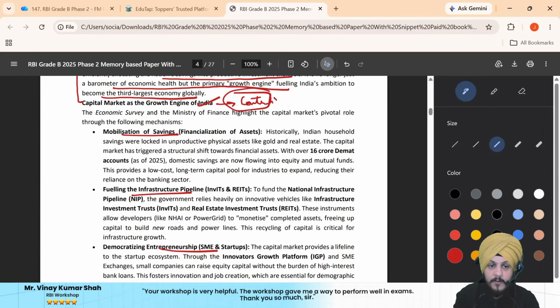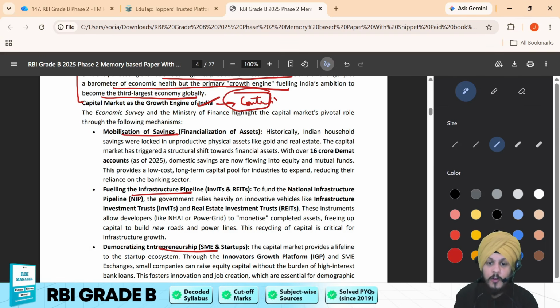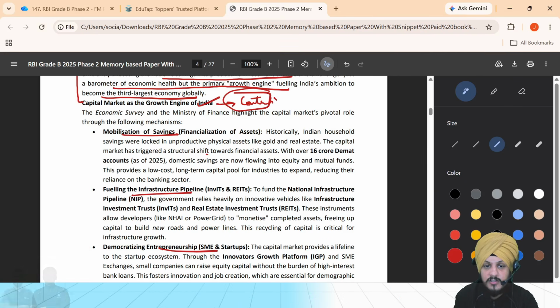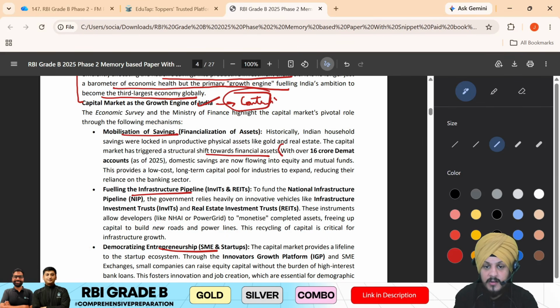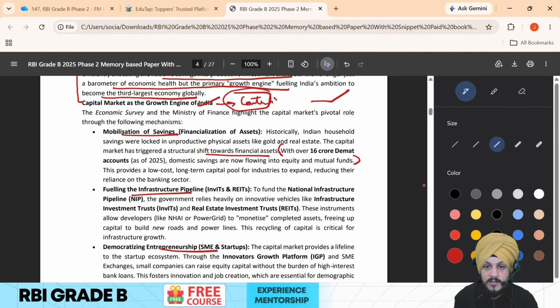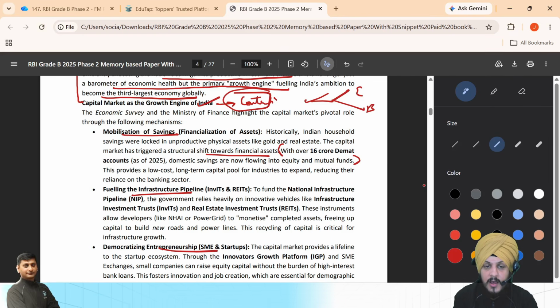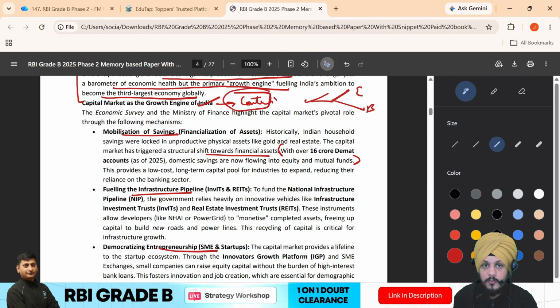So, for example, if I talk about mobilization of savings, you can say historically Indian households were locked in unproductive physical assets like gold and real estate, and with the help of the capital market, we know we are able to diversify our investments, and there has been a structural shift towards financial assets. And you can write some data also, that with over 16 crore demat accounts, domestic savings are now flowing into equity and mutual funds. So the capital market provides us avenues to invest in equity, to invest in bonds, right? We are able to do that with the help of the capital market, and that provides diversification with respect to investments.